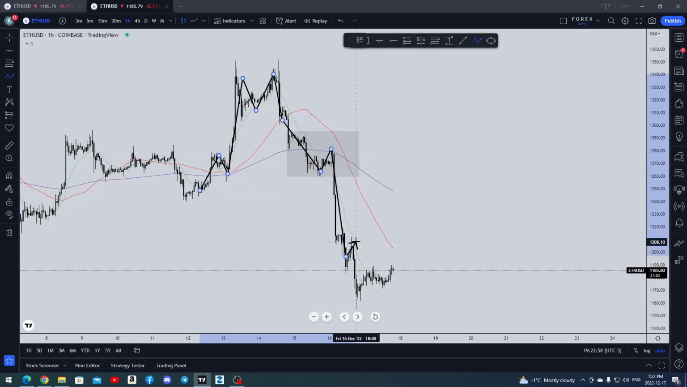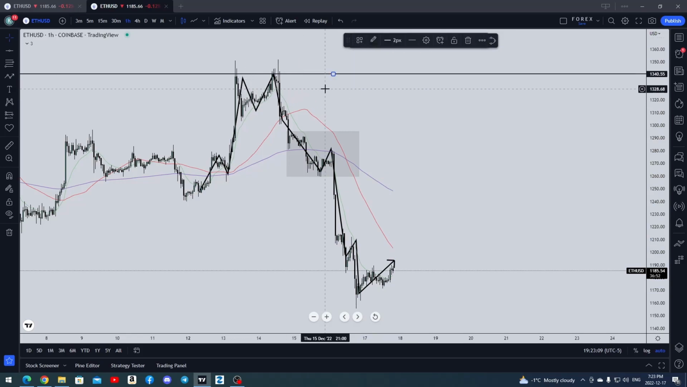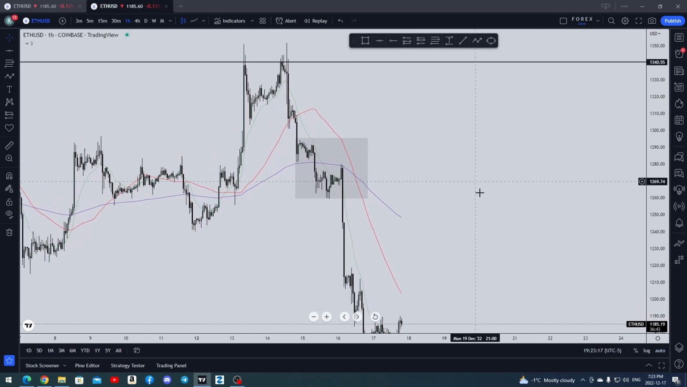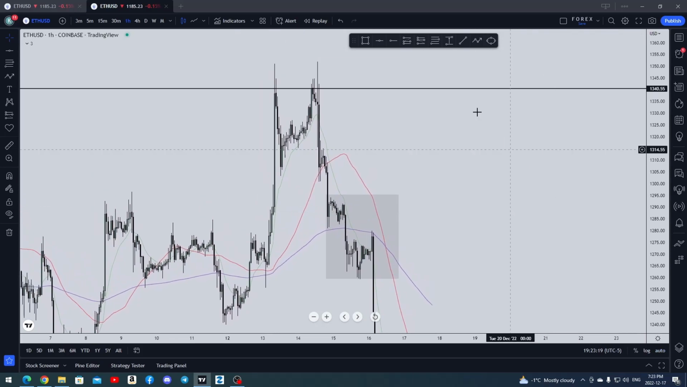And we start to backtrack and fall down, and we'll see what happens next. So we have this resistance zone up here. Price comes up, fails to break through, comes back down, and our first bit of structure break happens right here.